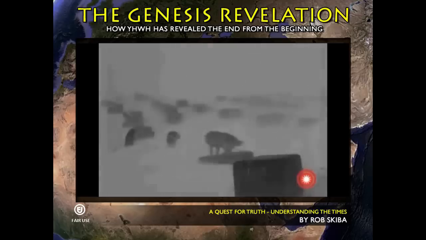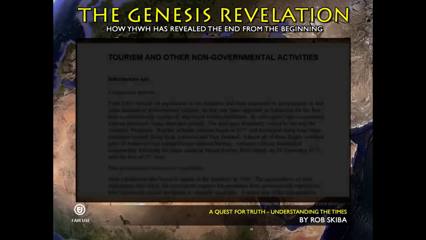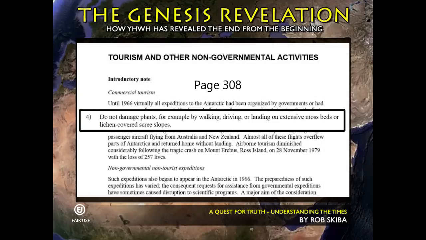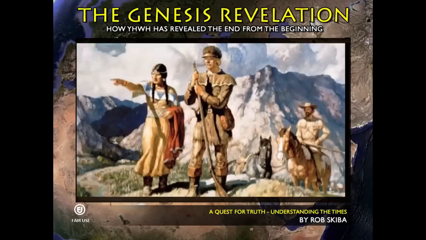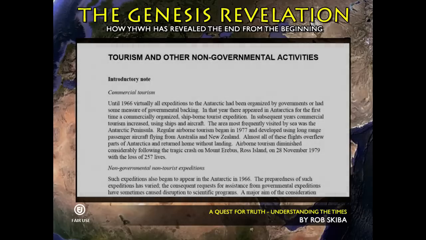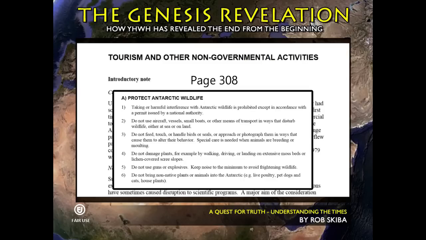mostly depending on when we need to turn around, we must also tread extremely lightly as walking on plants in Antarctica is prohibited. I can't damage plants or frighten wildlife on a 6,800 mile journey in a wilderness? I wonder if the Lewis and Clark expedition was limited by such requirements. Good luck traversing 6,800 miles on foot without damaging plants or frightening wildlife with no motorized equipment.